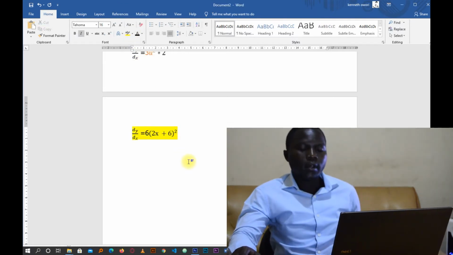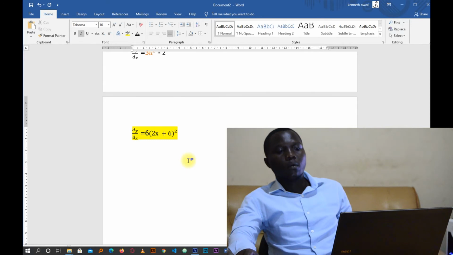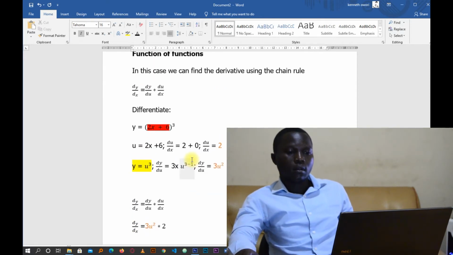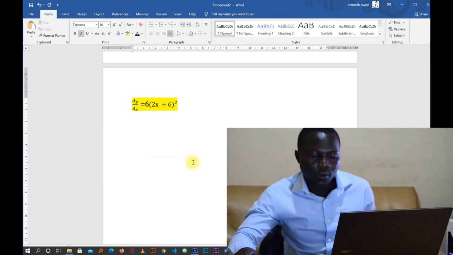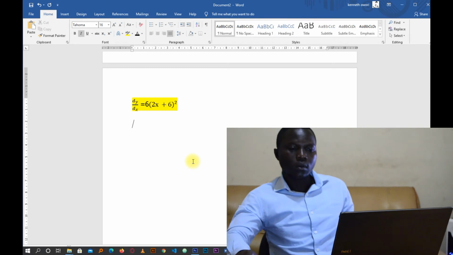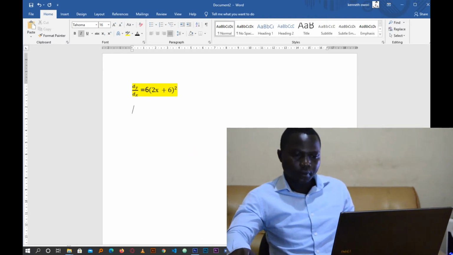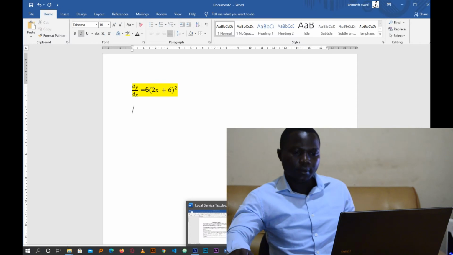So that is how we would find the derivative of y equals (2x plus 6) to the power 3, as you can observe. So that is the last rule of the rules we need to understand when it comes to differentiation. Now we can continue to other segments.